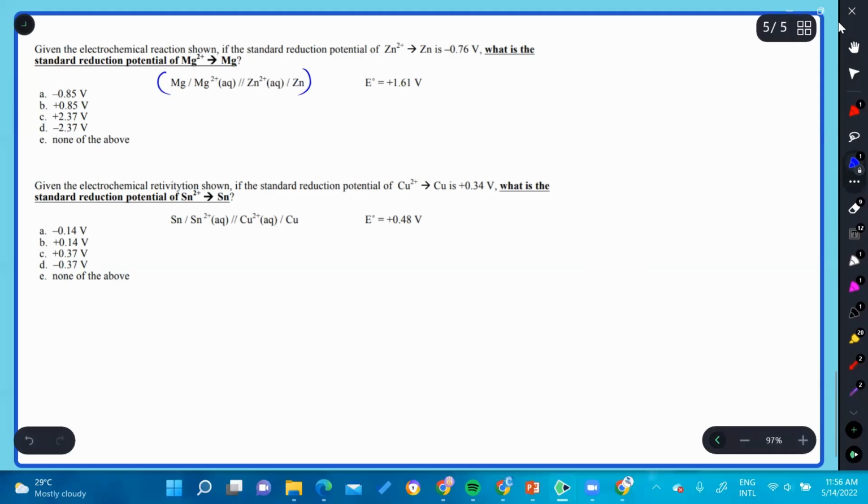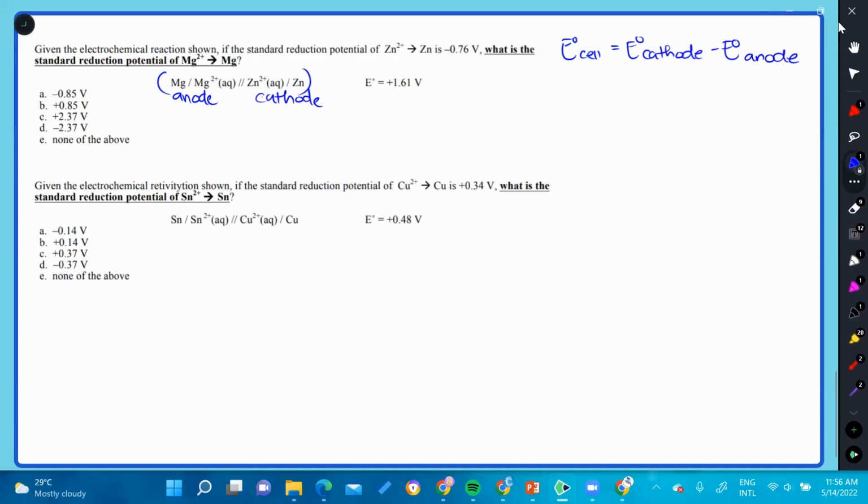In case they don't give you this, because they're not always going to give it to you, remember magnesium is higher than zinc in the reactivity series. So magnesium is your anode, zinc is the cathode. So now, if we write out the formula, E naught of the cell is equal to the E naught value for the cathode minus the E naught value for the anode. We can do a bit of substitution and then transpose and find the E naught for the anode value, because the anode is magnesium.